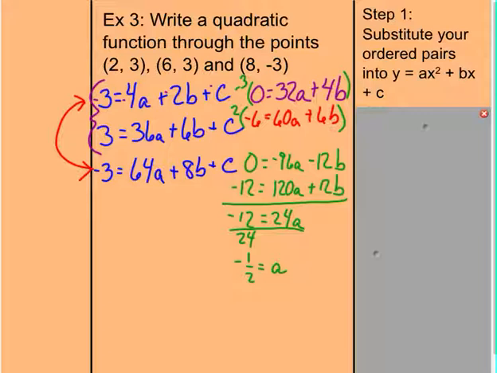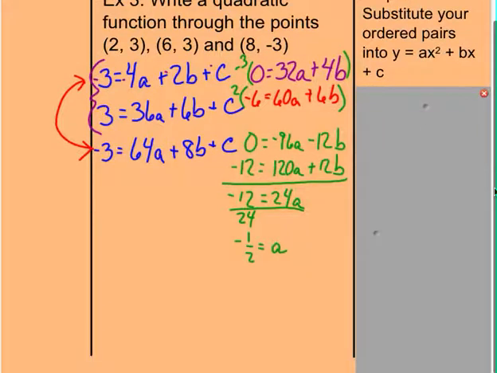So I'm going to use my purple equation to solve for b because it's got smaller numbers again. So we get 0 equals half of 32 is 16. Subtracting 16 from both sides and dividing by 4, I get a b value of negative 4.